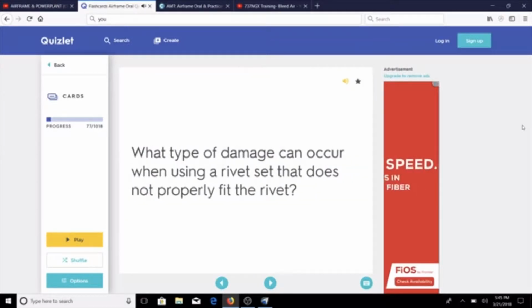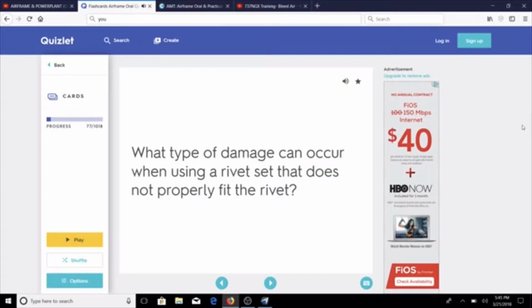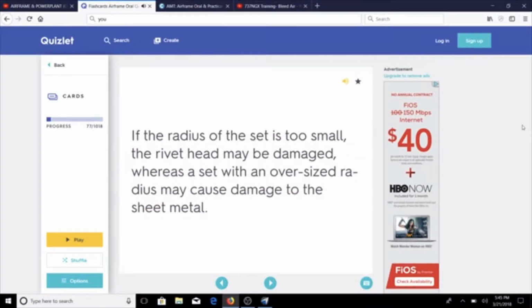What type of damage can occur when using a rivet set that does not properly fit the rivet? If the radius of the set is too small, the rivet head may be damaged, whereas a set with an oversized radius may cause damage to the sheet metal.